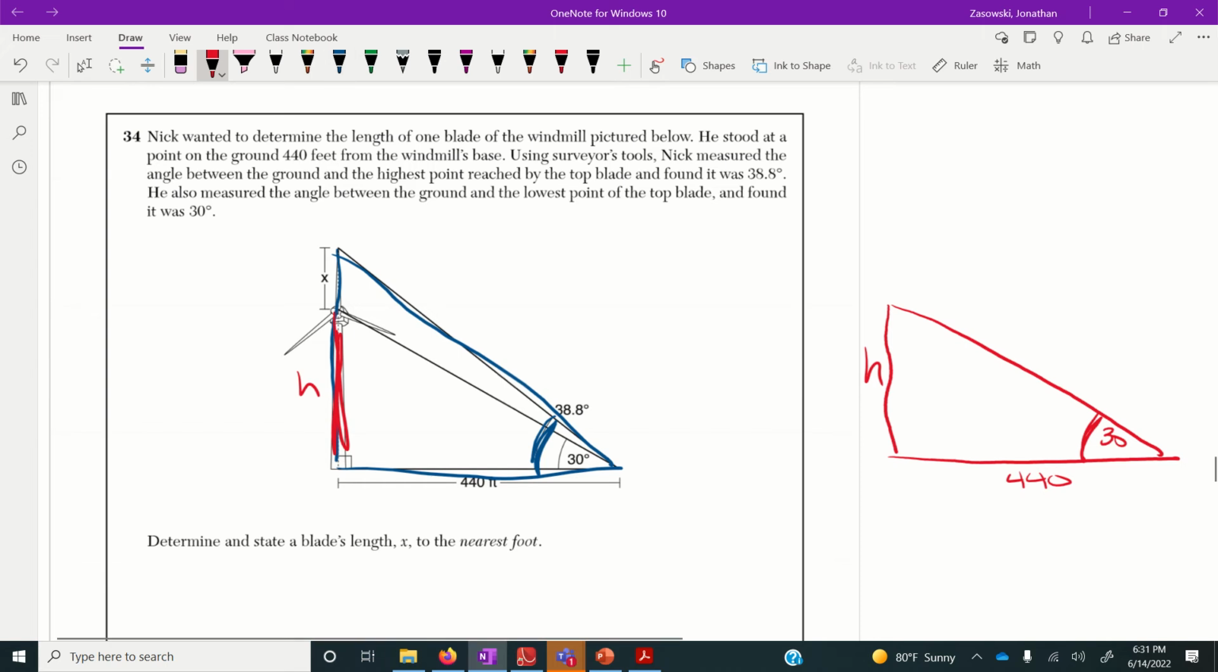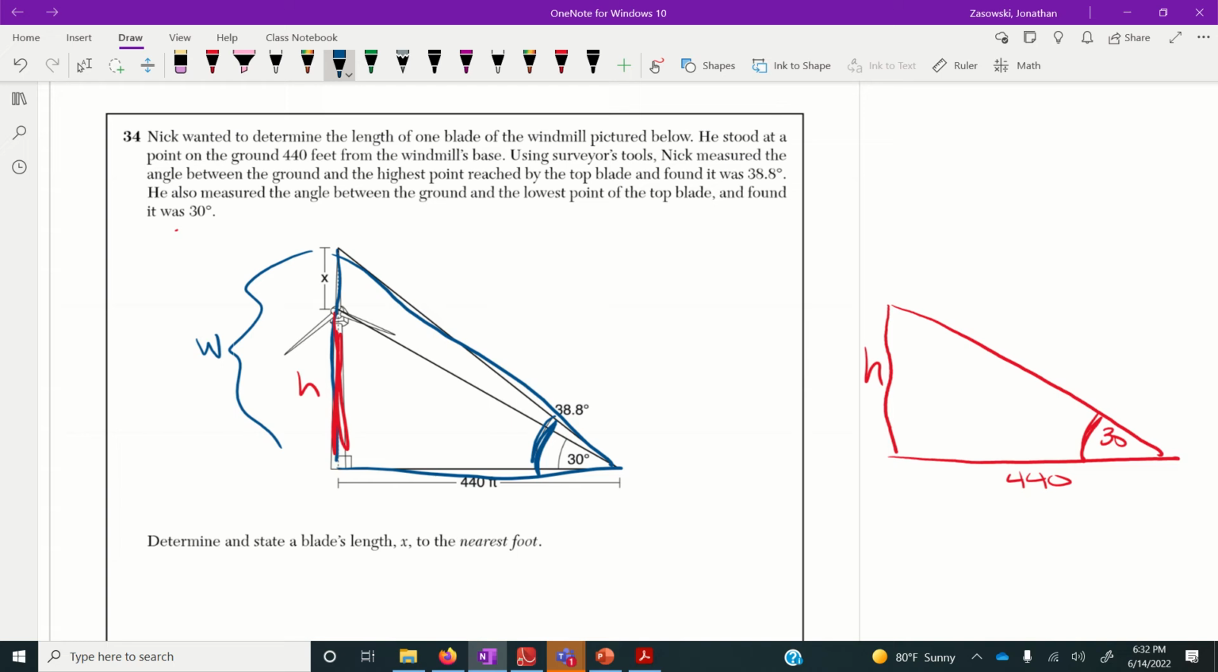And then if we figure out what this entire height is over here, maybe it'll let me pick it. We'll find out. We'll call it W for the windmill. Then we can just subtract them to get X.